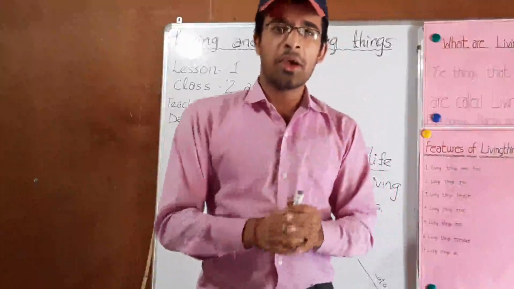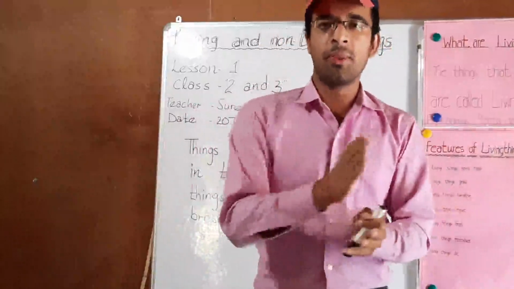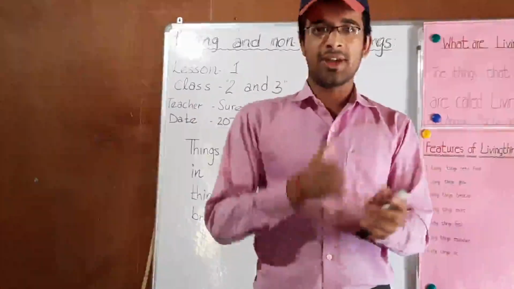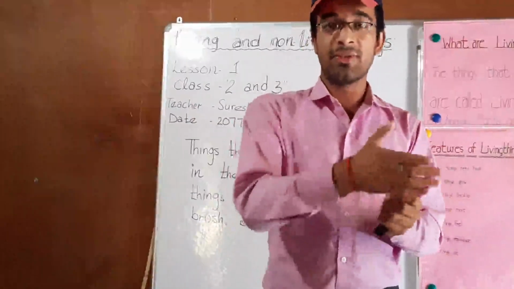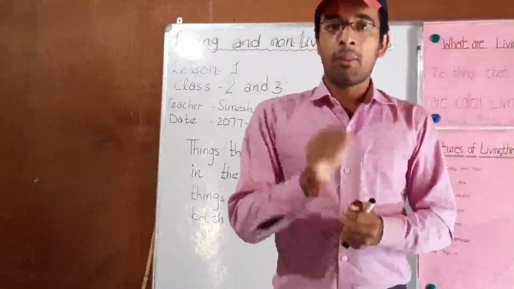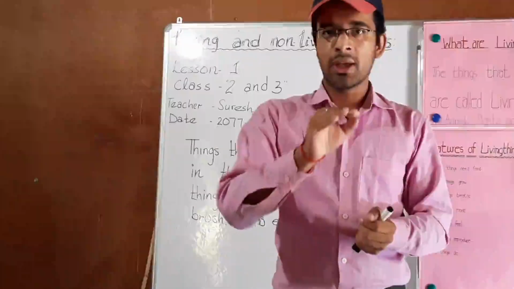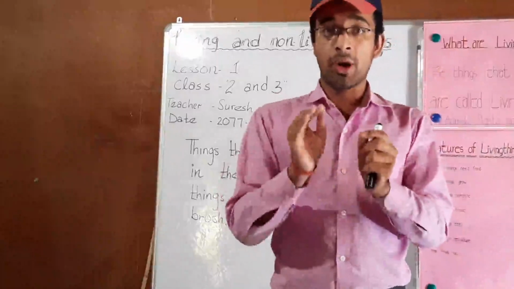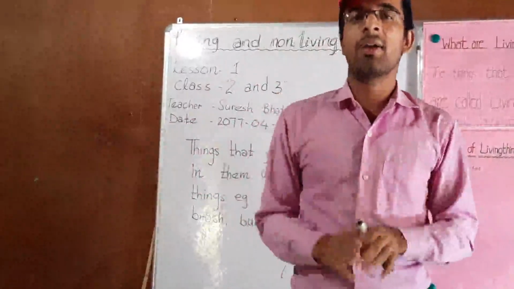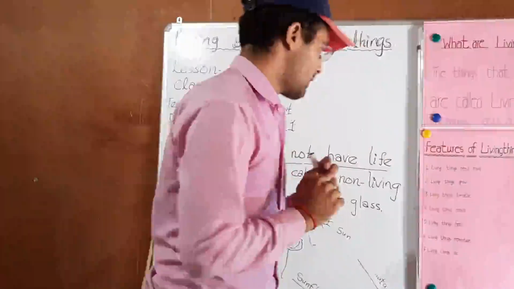Like a dog. If you beat your dog, he will cry. Why? Because it has feelings, so he will cry. In the same way, plants have sense organs, but they can't feel because they have less sense. They have less sense, so they can't feel. Got it? Okay. Next.